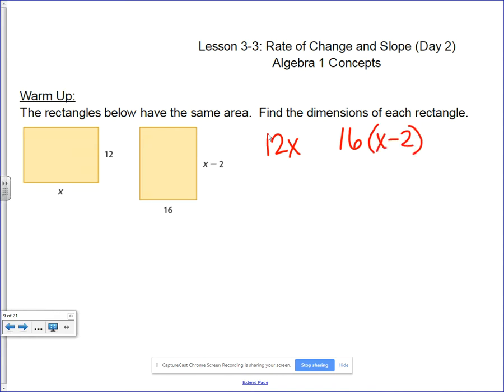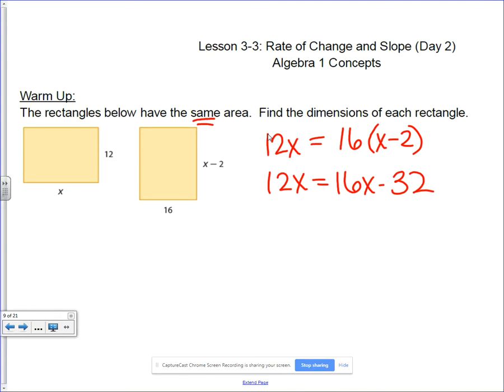What do I know about these areas? They need to be equal to each other. How we doing, folks? How am I going to solve this? Go ahead. You distribute. Multiply that 16 through. Everybody do okay there? Now I got to get my x's together. How are we going to do that?